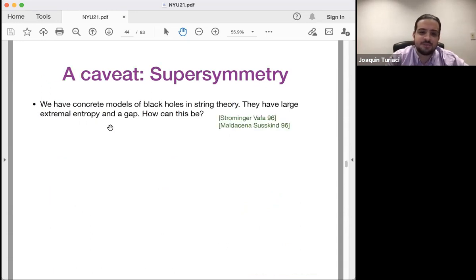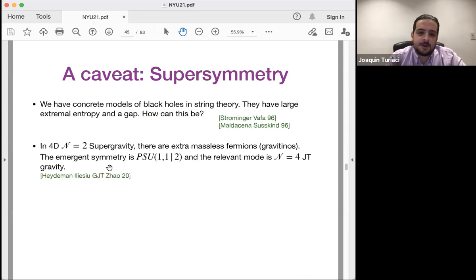And that is surprising, because we have concrete models of black holes in string theory that have a large extremal entropy, and also they have a large gap. So how can this be? I mean, did we do something wrong, or how is it consistent with the countings of entropy of black holes from string theory? And the answer is that the spectrum that you derive depends on what theory of gravity you consider.